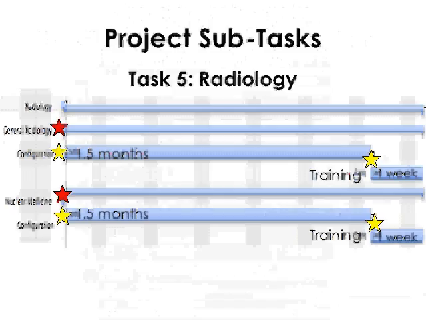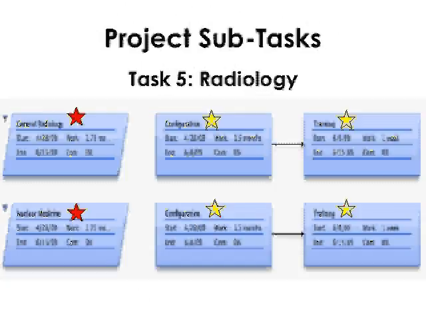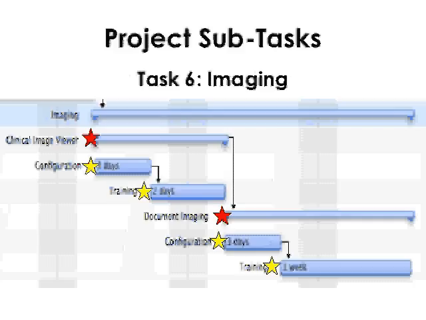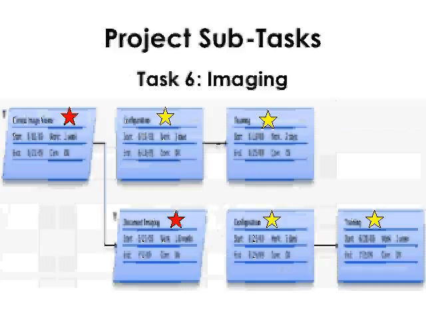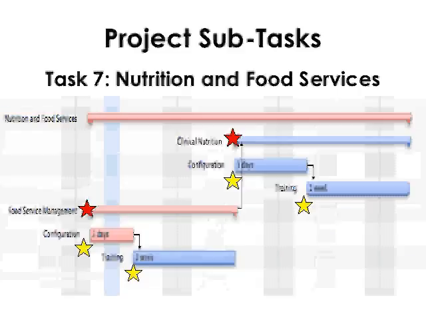Here is one flowchart for the subtasks of radiology and the additional flowchart. Here is the first flowchart for imaging and the additional flowchart of the subtasks. Finally, here are the subtasks for nutrition and food services and the additional flowchart.